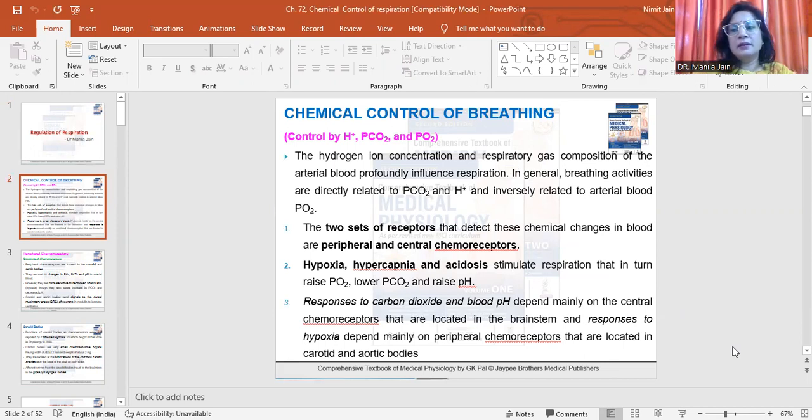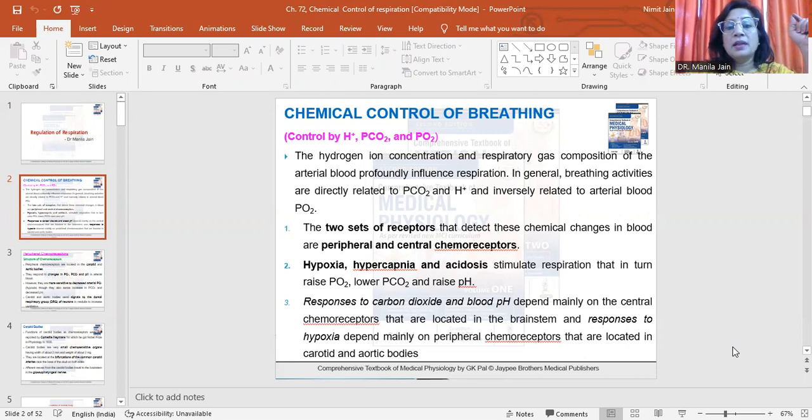Okay, so we'll start with the chemical control of respiration, or chemical control of breathing. So what is the role of hydrogen ion? Mainly the chemical control of respiration occurs by this. We have to mark H+ concentration, CO2, PCO2 and PO2. So just note chemical control of breathing, that is, how the control occurs by the H+, PCO2 and PO2.